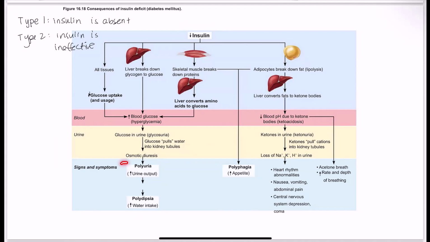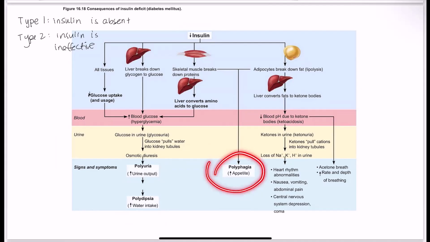So one of them is called polyuria. Polyuria is lots of urine output. And that's because there's lots of solutes in those kidney tubules, which promotes water leaving the blood. Water leaving the blood gets excreted by the urine. That is a dehydrating thing. Because that's a dehydrating thing, it also makes you super thirsty. That's called polydipsia. So lots and lots of water intake.